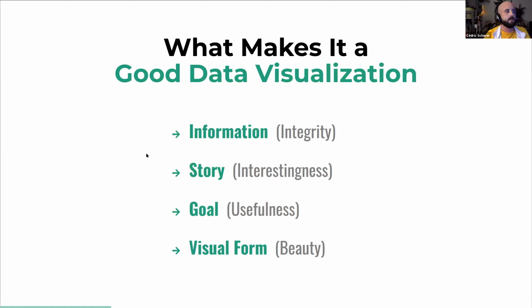On the other hand, there might be, depending on which book you are reading, four different categories for how you can create a good data visualization, and of course also how you can create a bad one. And I want to go through all of these step by step. So the first one is information. Which information are you using for this? Then the story, is it interesting? It should be interesting to spark interest. The goal, so are you using the right way to tell your story? And the visual form, so make sure it looks good and attracts people.